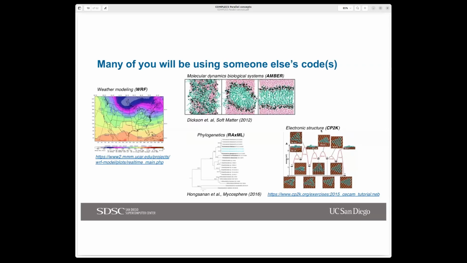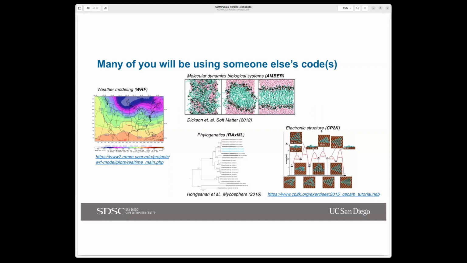So, as I've already mentioned, in many cases researchers in many different fields are not necessarily writing their own applications anymore. They're using well-established community projects that exist. Listed here are some of the most common ones that we've seen in use in the past on our systems.